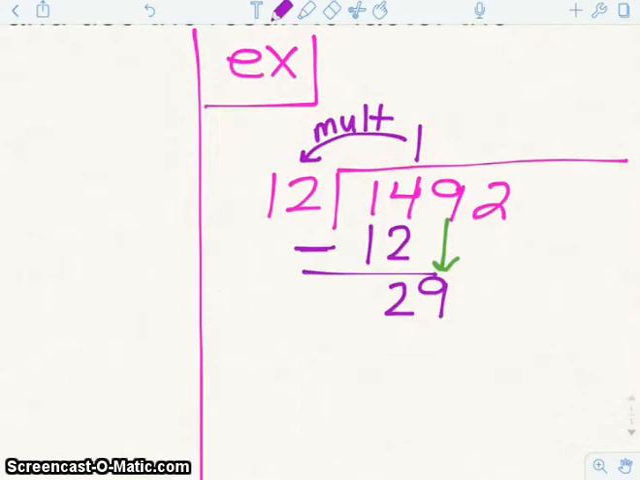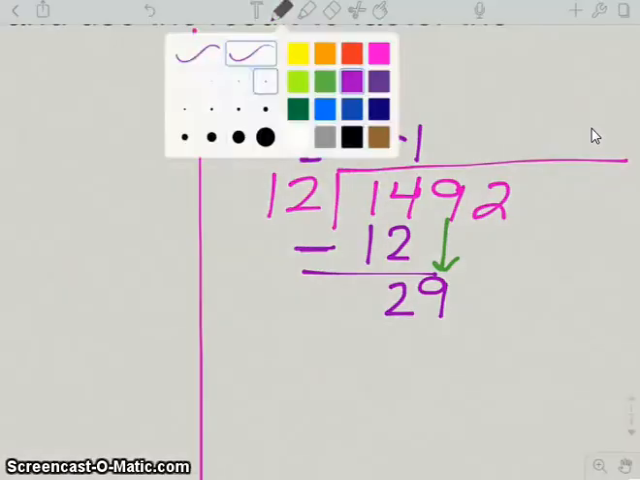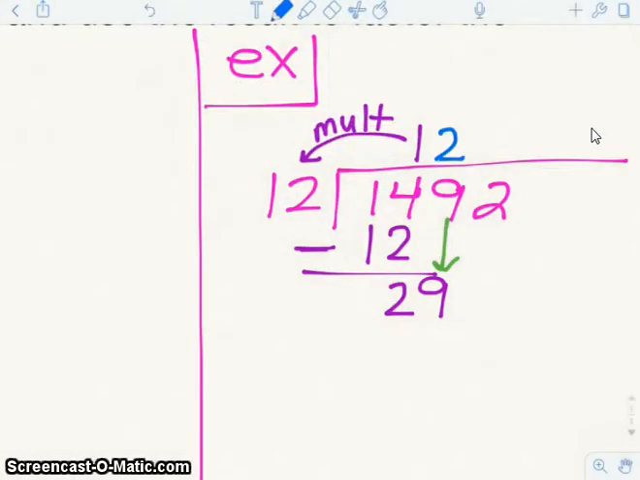So now I'm saying 12 goes into 29 how many times? Notice I didn't go back up here. I went to the next number that was available. So 12 goes into 29. Think about it. 12 times 1 is 12. 12 times 2 is 24. 12 times 3 is 36. So my answer must be 2. So I put a 2 on the top above the 9.